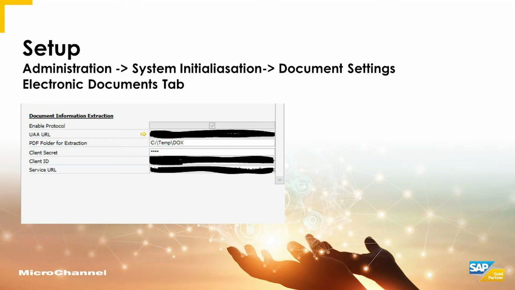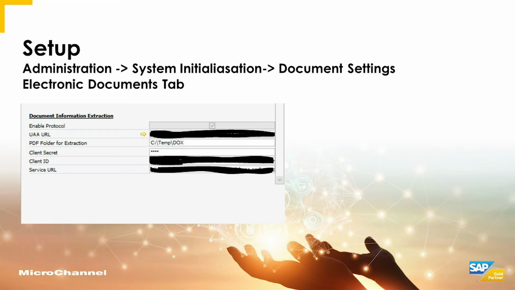Under Administration, System Initialization, Document Settings, there is a tab called the Electronic Documents tab. In there, you've got to turn this particular feature on. Then there are some settings and parameters that you have to supply based on the account you've set up within the BTP platform. So there is a little bit of setup, but once you've done that, you can start making use of this service. Let's have a look at how it actually works.